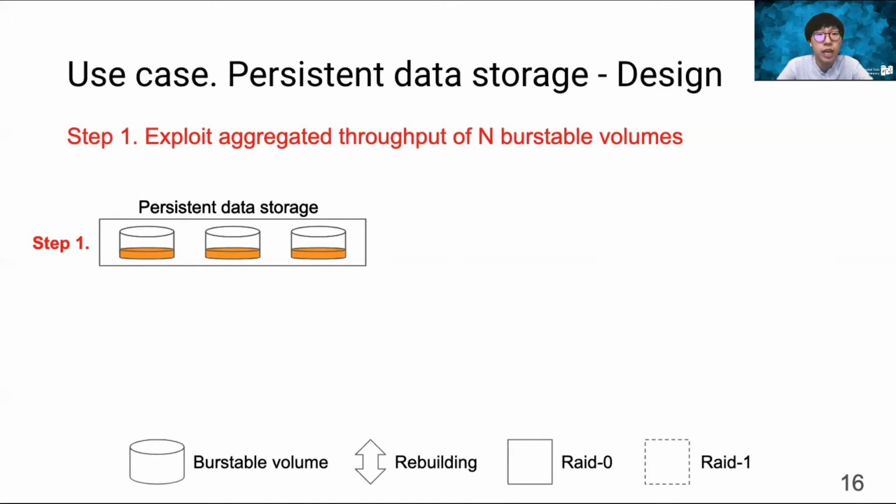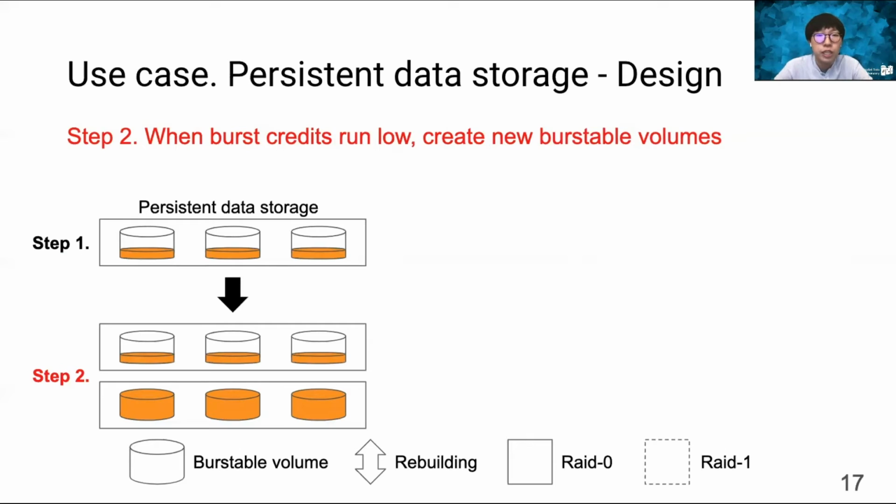After some amount of time of using this persistent data storage, burst credits will be used up and the credits will run low. This orange color represents the quantity of burst credits remaining on the volume. So the partially full canisters indicate that those volumes have only a fraction of their original burst credits remaining.